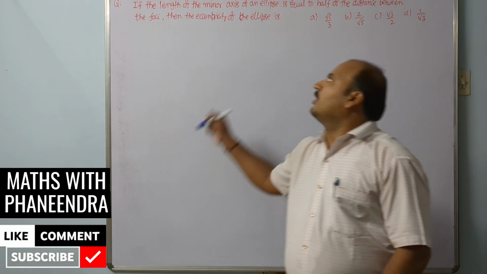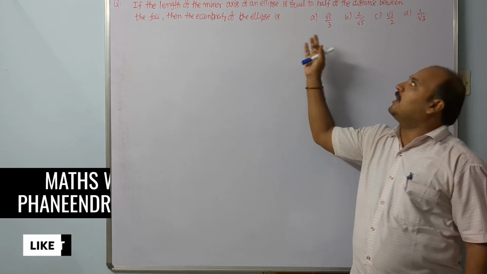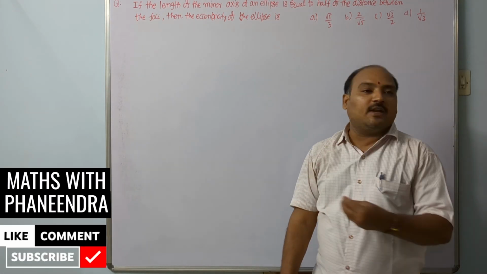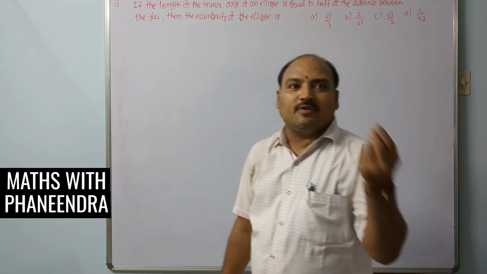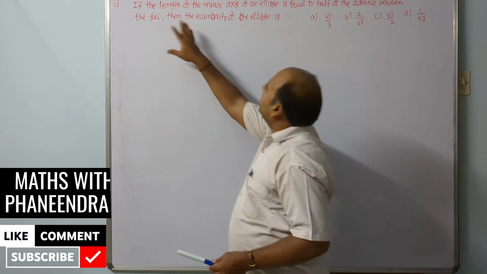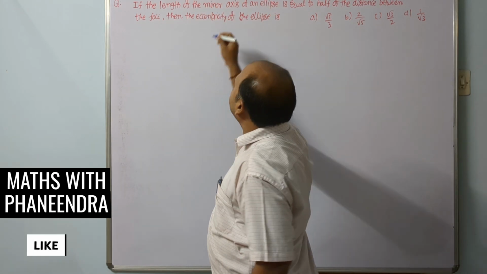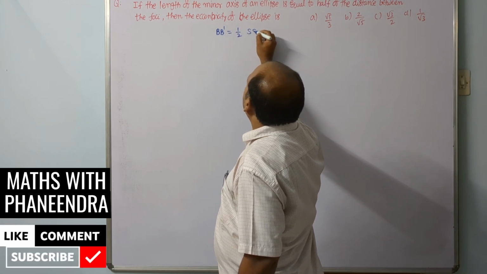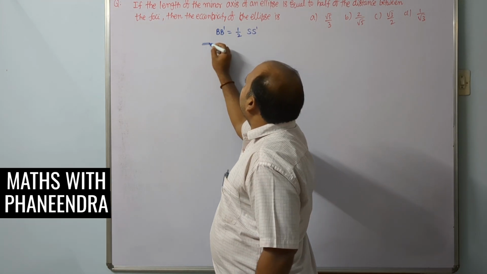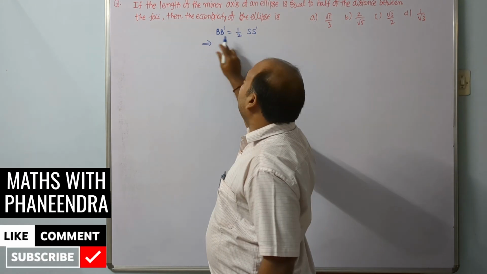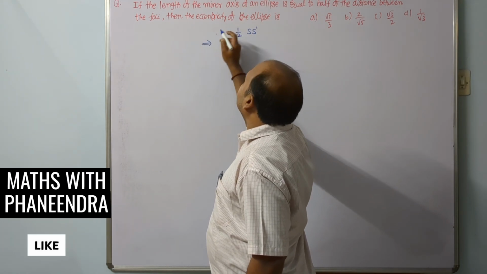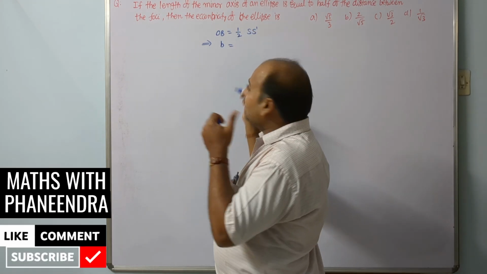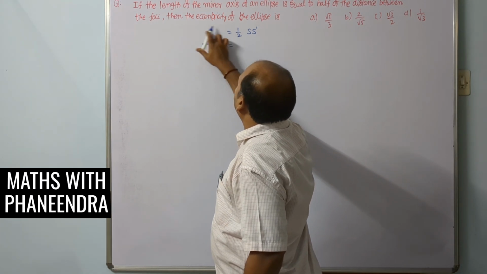Yeah, the next question. If the length of the minor axis of an ellipse is equal to half of the distance between the foci, then the eccentricity of the ellipse is. Here is a very simple question. Within 1 minute we will complete it. If the length of the minor axis, BB dash, is equal to half of the distance between foci. So for the length of the minor axis, only OB dash or OB we can take, dear students. So b equals the length of the minor axis, which is completely BB dash only.